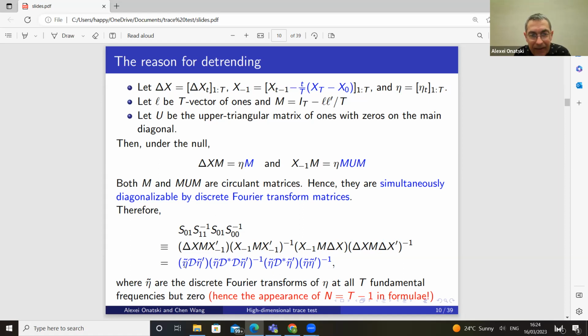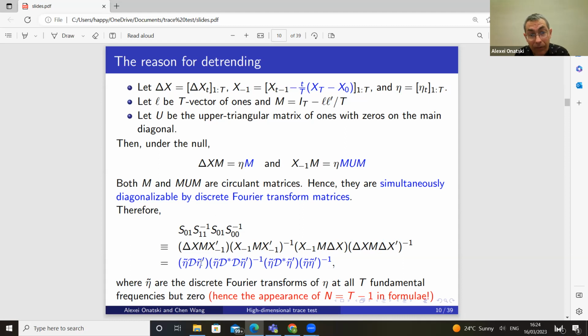So this eta tilde will be the discrete Fourier transform of the original etas at all fundamental frequencies. Okay, so eta tilde is the Fourier transform of my noise at all fundamental frequencies. This matrix D is diagonal. It's the matrix of eigenvalues of this matrix. Of course, D star D is also diagonal. D star is also diagonal. There is nothing here. So I have very, very simple matrices now.